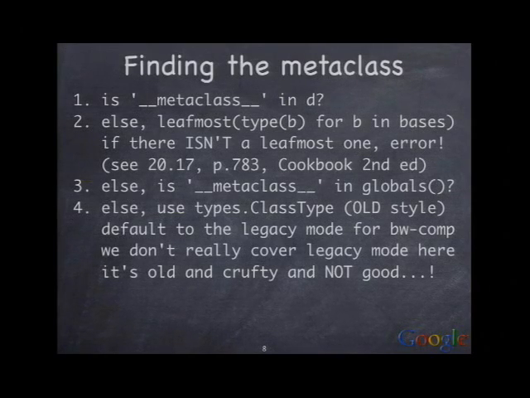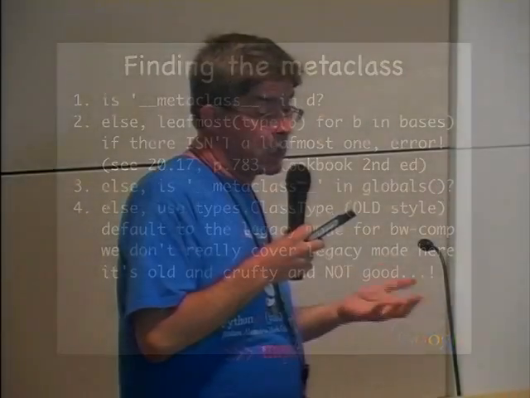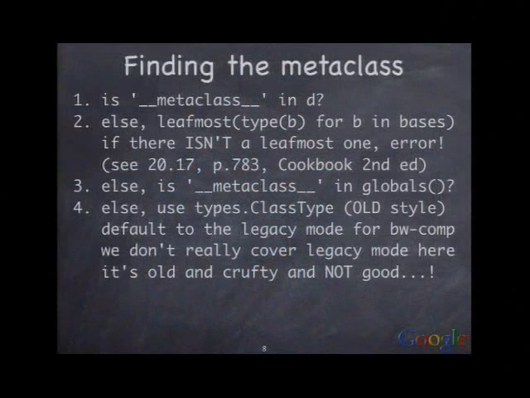What if there aren't any bases? What if I just have class foo colon with no bases at all? Well then, next thing, I look in the module, that is the globals of the module. Is there a dunder metaclass there? If so, that's what I use. So for example, if you want all of your classes without bases to be normal new style classes, that is, use type as their metaclass, the simplest way may be to start your module with dunder metaclass equal type. And then class foo colon, class bar colon, class buzz colon, these will all be new style classes because they will all be using type as their metaclass.